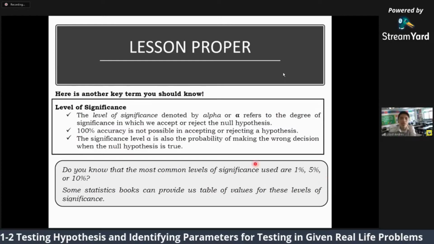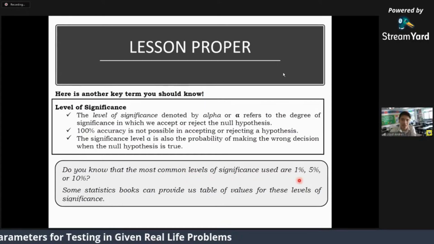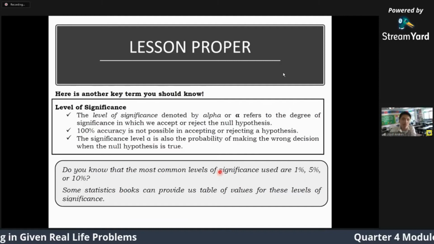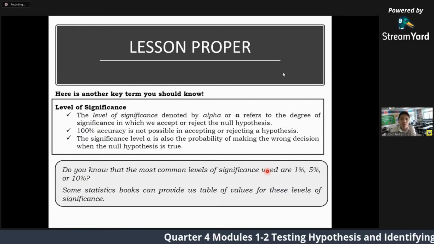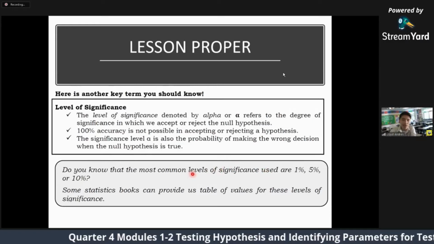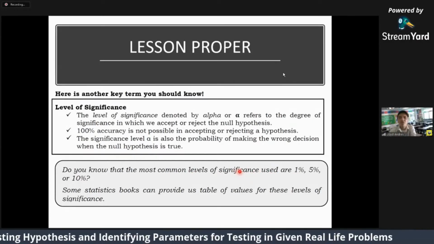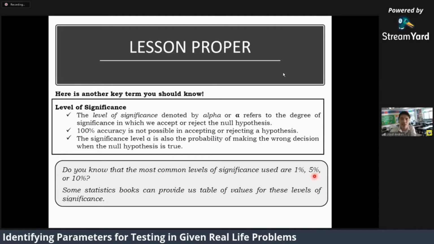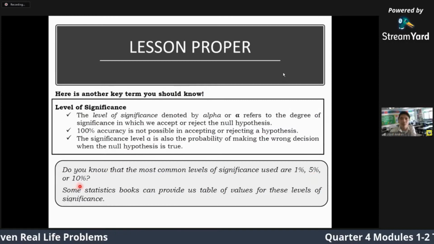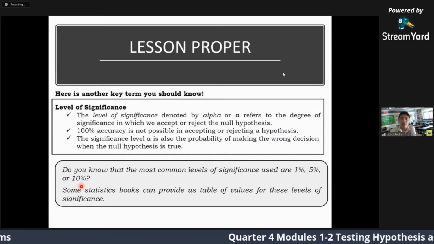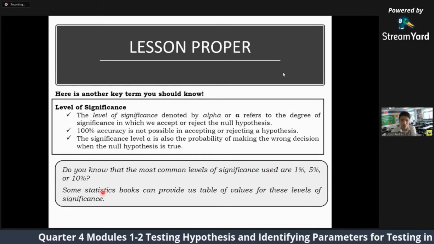When your confidence level is 99%, then your level of significance is 1%. They are complementary; the point is, a 99% confidence level pairs with 1%, and the total of the two is 100. So if the level of significance is 5%, your confidence level is 95%. While if your level of significance is 10%, your confidence level is 90%. So these are the common levels of significance.